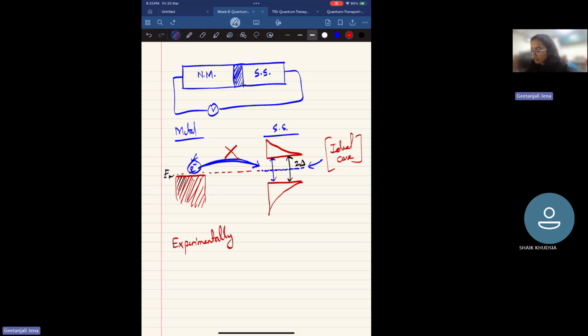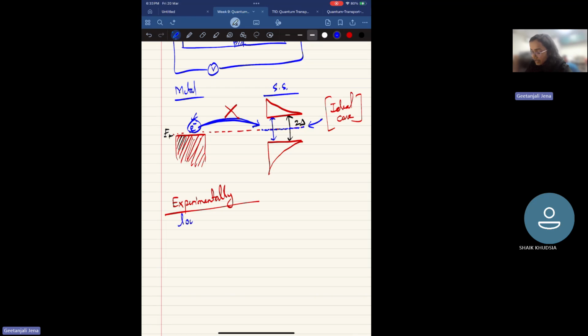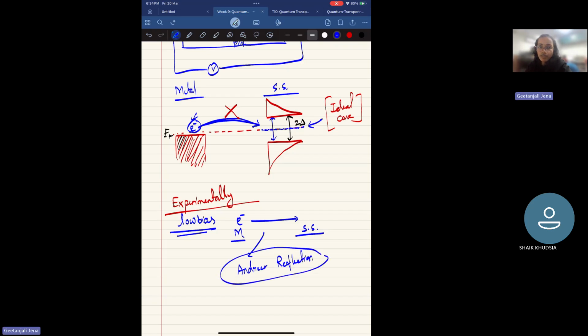Theoretically, we say that the transport is not possible, but experimentally, it has been seen that for the low bias case, there is a movement of electron from the metal side to the superconducting state. And this is because of the Andreev reflection. Remember that this is only for the low bias case.